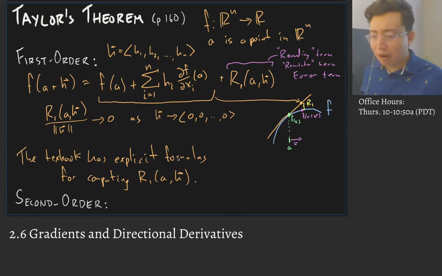I will say regarding this R1, for our sake, I'm never going to ask you to compute R1 because that formula is complicated. And to me, it's not necessarily the point of learning Taylor's theorem. To me, the point of learning Taylor's theorem is learning that the idea of linear approximation that we were talking about before is mathematically rigorous in this way. Basically, if we're near the point, which is to say that as h gets close to 0, this becomes a better and better approximation.